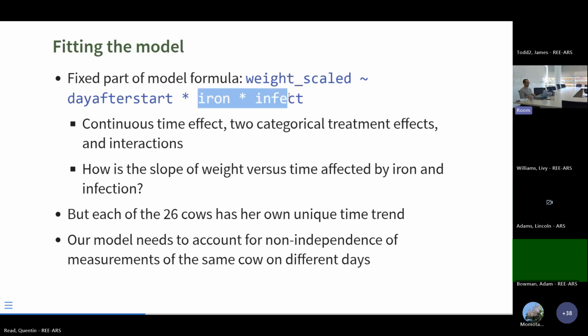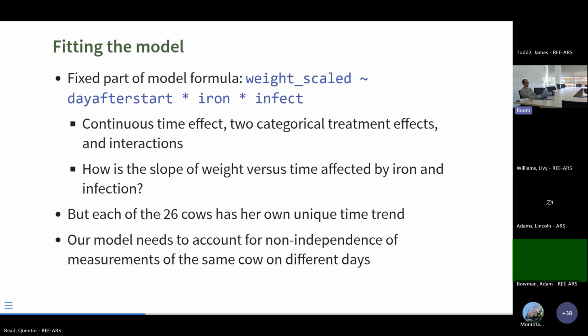Iron and infect are categorical variables, and days after start is a continuous variable. And we are going to use asterisks to show we want all possible interactions between the treatments and interactions between treatment and time, all possible interactions up to third order. And our research question is how is that slope, the rate of weight gain over time, affected by tuberculosis infection, and does adding iron to the diet help deal with that? Or does it harm?